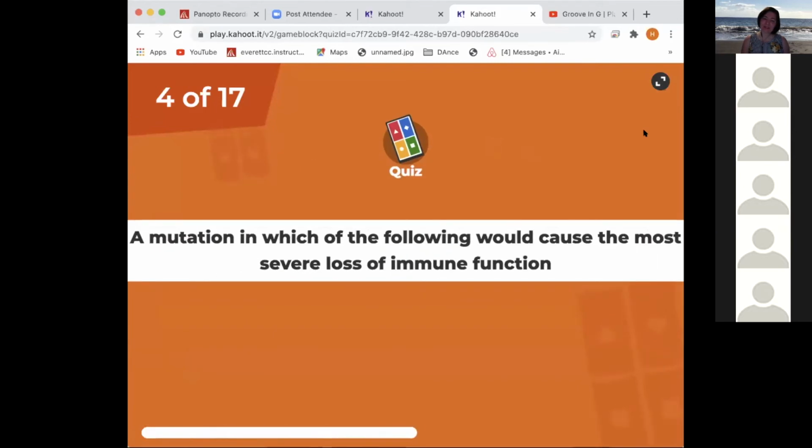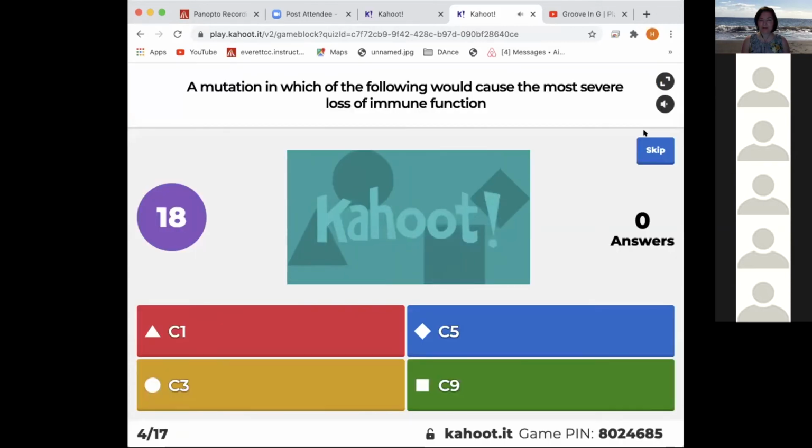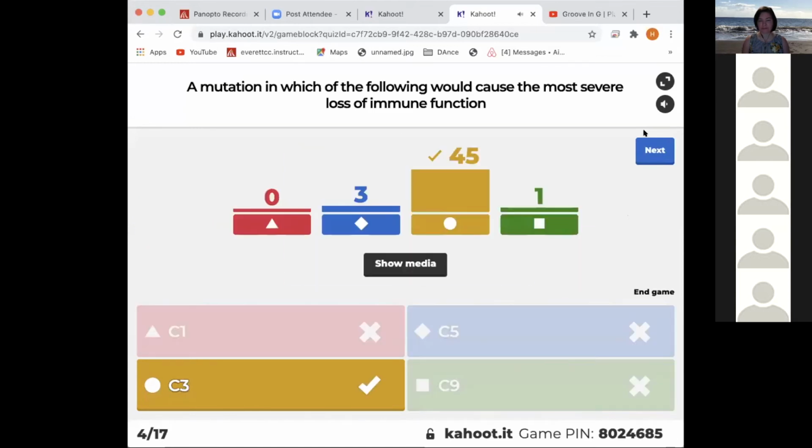A mutation, which of the following would cause the most severe loss of immune function? Good job, you guys. C3 it is, because remember that's the guy that's responsible for turning on the cascade that leads to all the activities and is also involved in all of the 3 different pathways that come in.